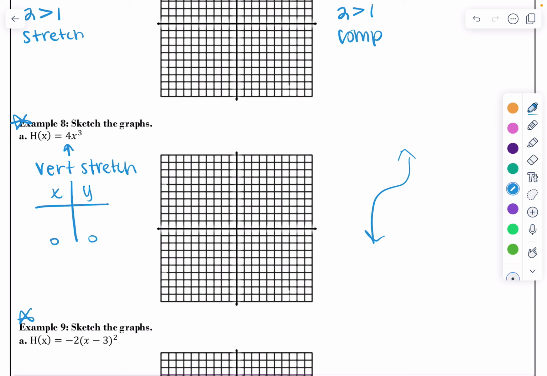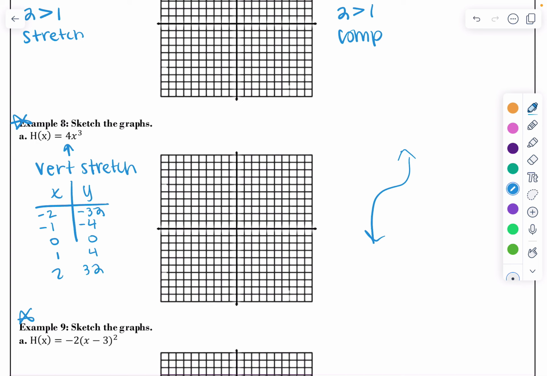0, 0. We'll pick -1. -1 cubed is going to be -1 times -4, -4. Pick a -2. -2 cubed is -8. -8 times 4, we have -32. And then this is a mirrored function, so it's going to have the same values on the other side.